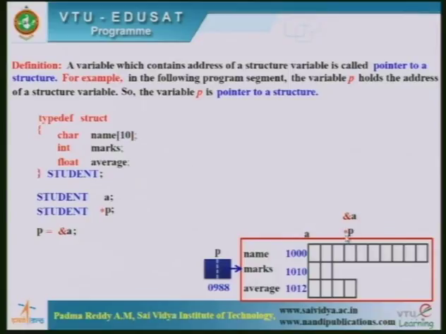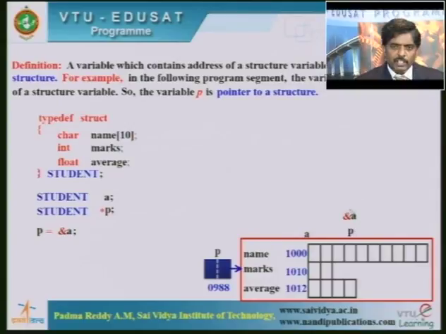I repeat, if I write p, what does p mean? Address of a. I don't want the address of a, instead I want only a. To get a, you have to prefix with what? Star here. Because we have prefixed star to p, for ampersand a also we have to prefix a star.